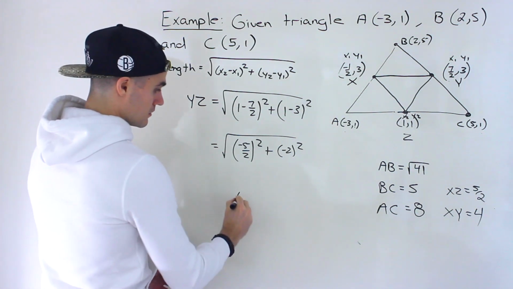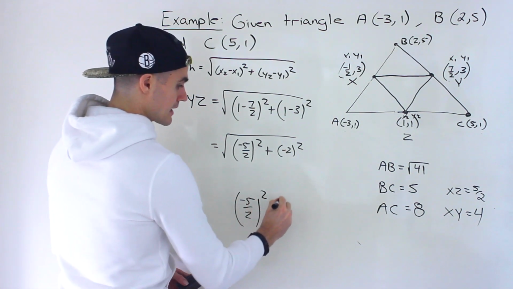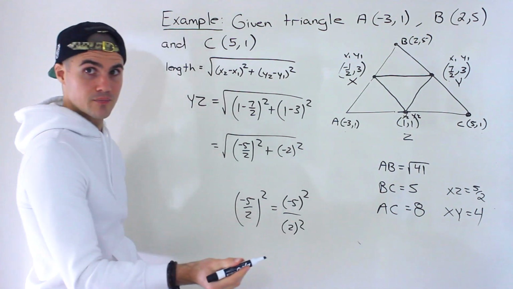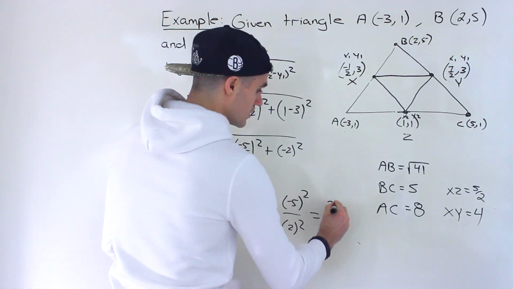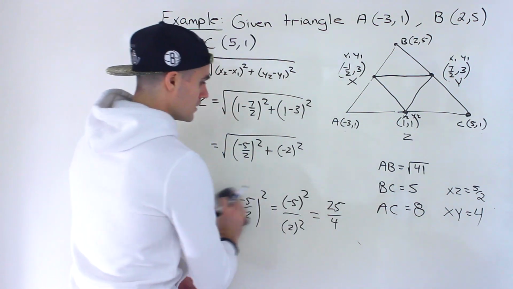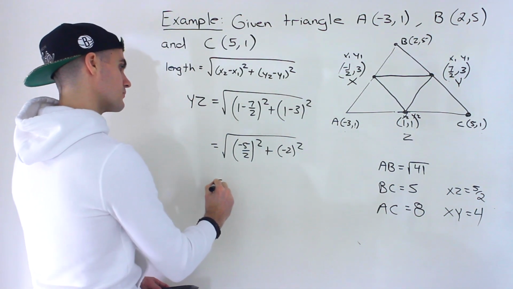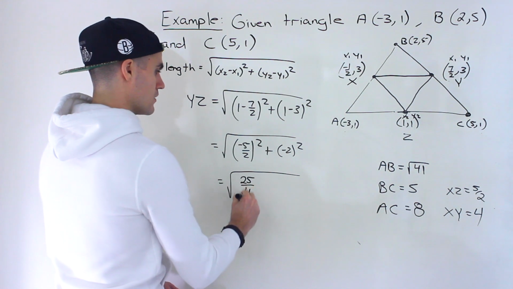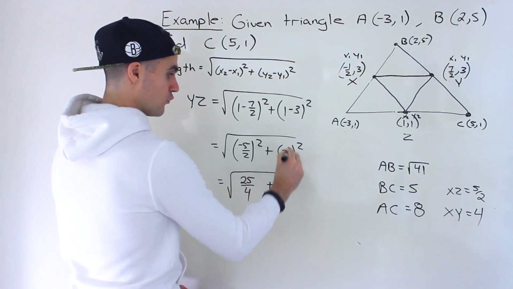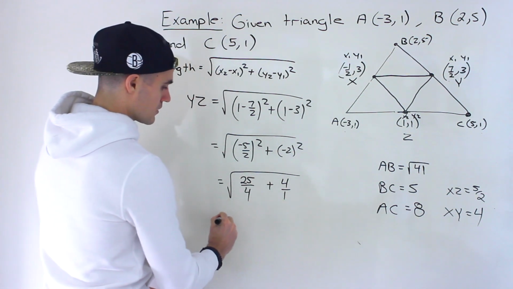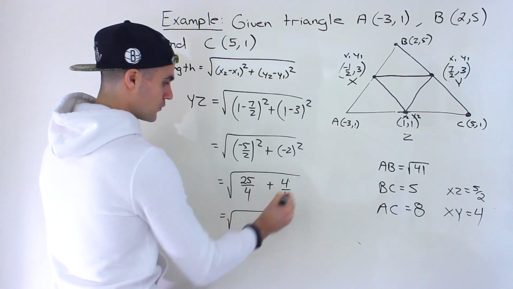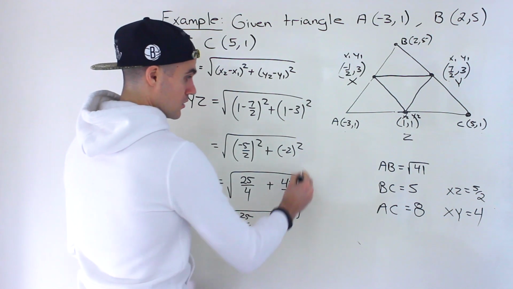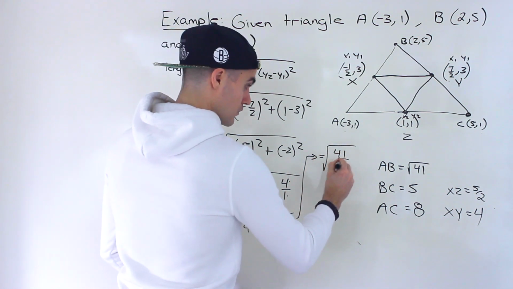And then from here, negative 5 over 2 squared, that's like negative 5 squared, put that in brackets, over 2 squared, like that. Negative 5 to the power 2 is 25, 2 to the power 2 is 4. So we'd end up with 25 over 4 over here, plus 4. That 4 is going to be over 1. So that's like, if we get a common denominator, multiply by 4, we'll have 25 over 4 plus 16 over 4, which would give us the square root of 41 over 4, right?